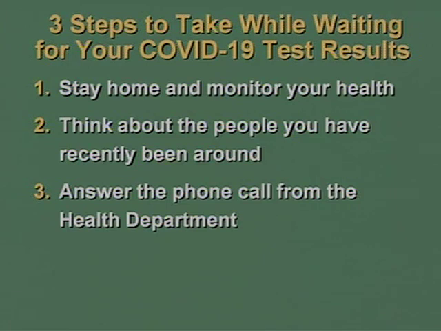So the first thing that we want you to do, if a student goes home, if the principal goes home, if a superintendent goes home, or anyone, the first thing that you're going to need to do is stay home and monitor your health. If you go and get tested, you're still going to need to stay home. Even if you get a rapid test that tells you that you're negative, you still have to stay home, okay? We need you to think about all the people that you've been around recently, not just in school. We need to know who you've been around for the last week or so, especially from when your symptoms started or from the day that you got tested. And then we need to make sure that you answer your phone call from the health department.